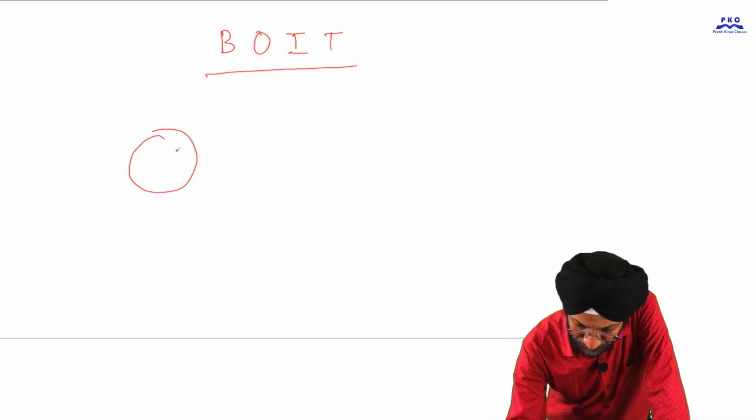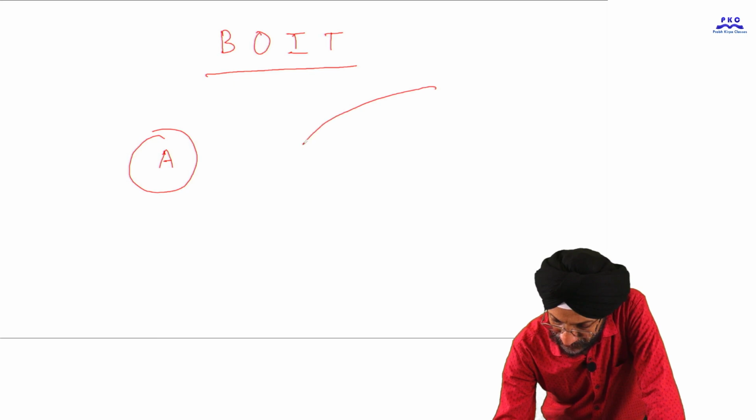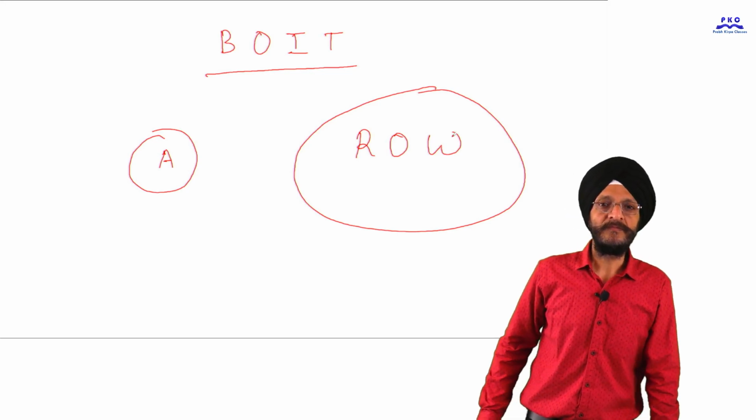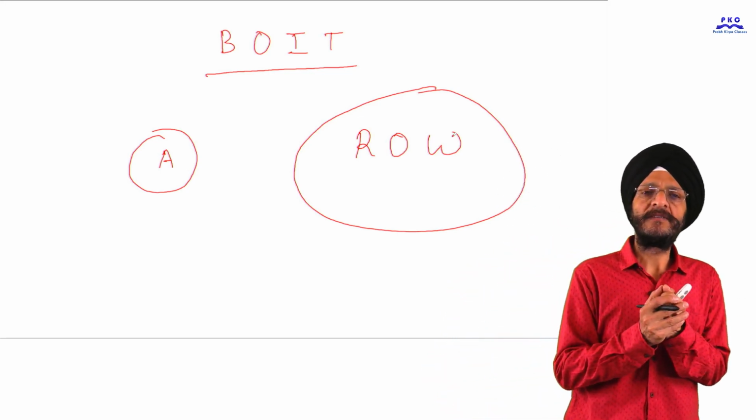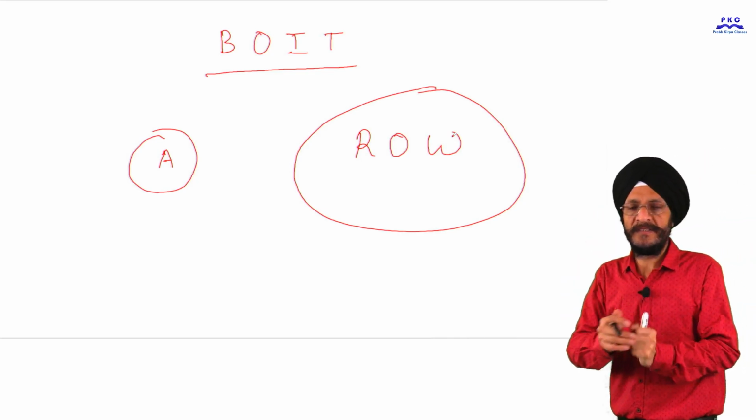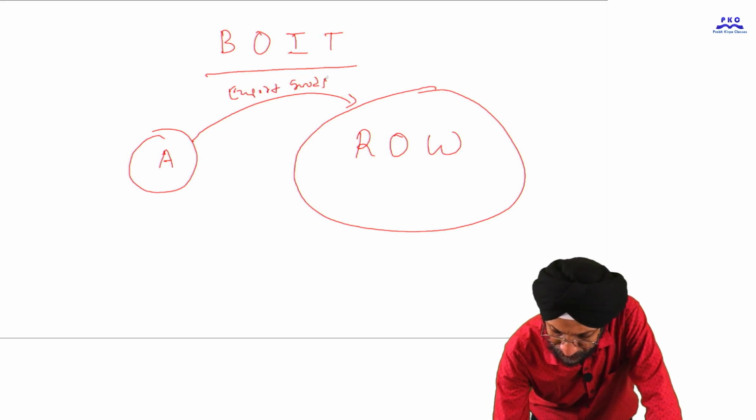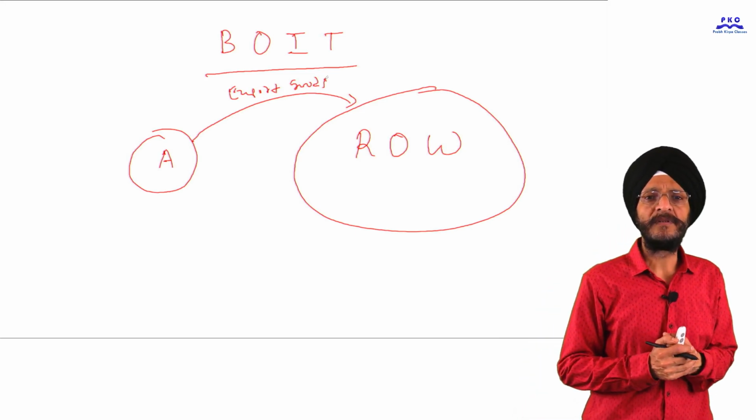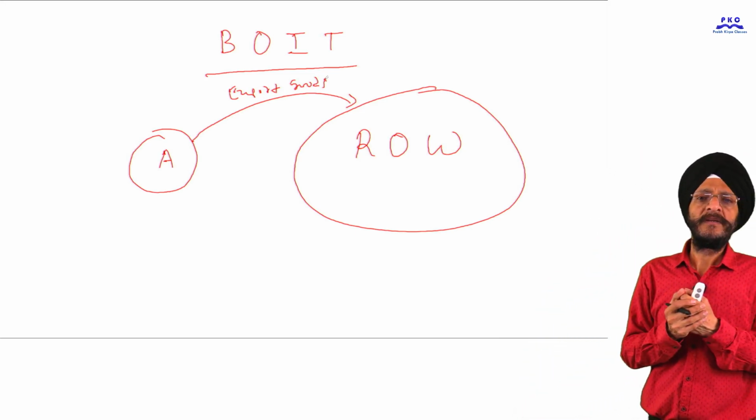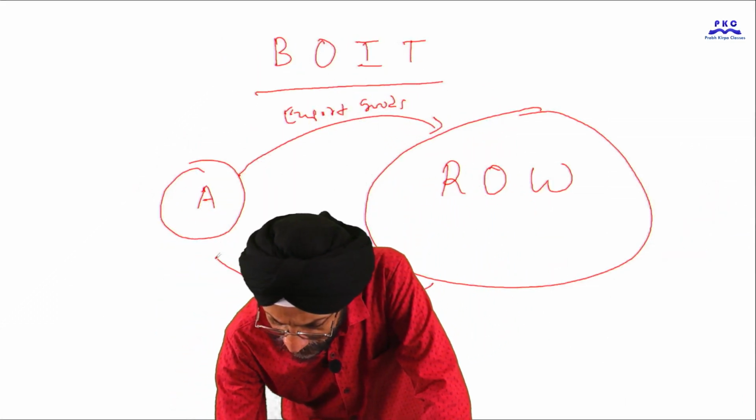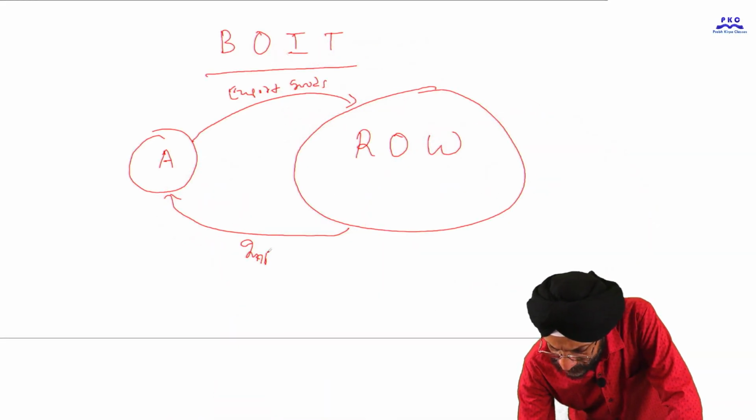Suppose this is our country and this is the rest of world. We may be having certain goods which are in abundance, and so we export goods to the rest of the world. At the same time, we may be having shortage of certain goods, so we import certain goods from the rest of the world.